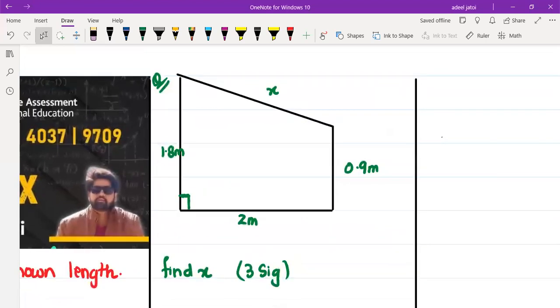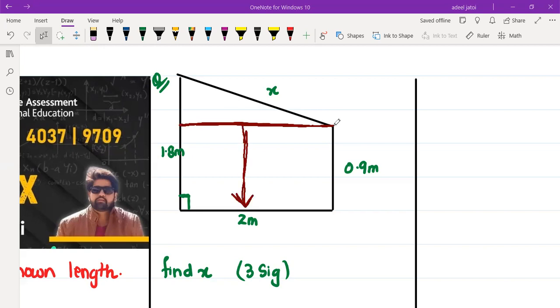We need to find x, and this is your x here. We have been given 1.8, we have been given 2, and the other side is 0.9. So to find out this x, we can always create a line from here horizontally, and this horizontal line will be 2 meters, which is here, right?